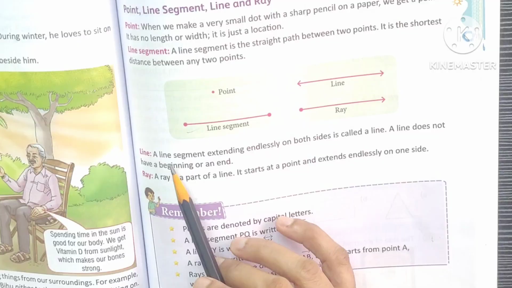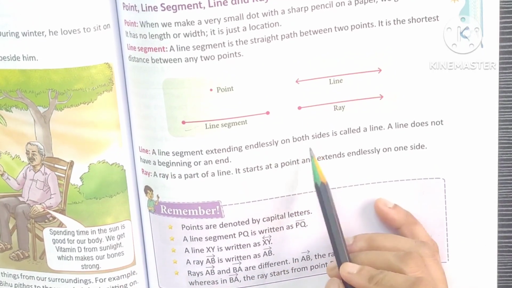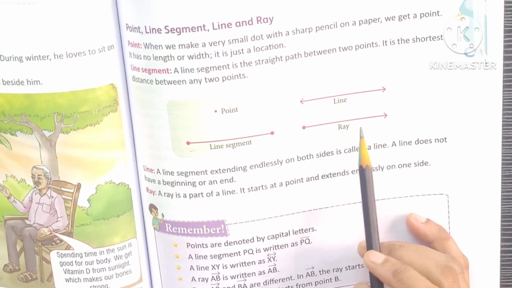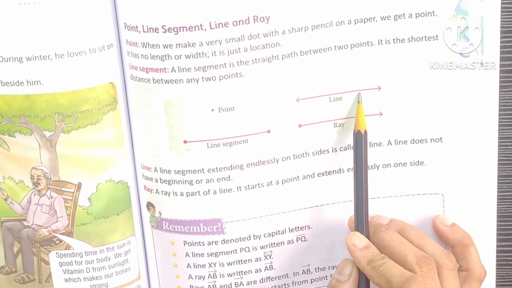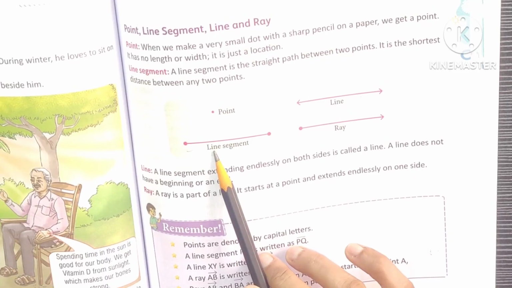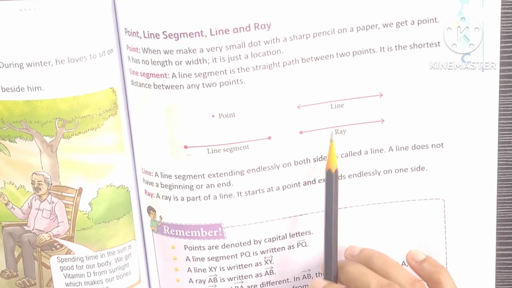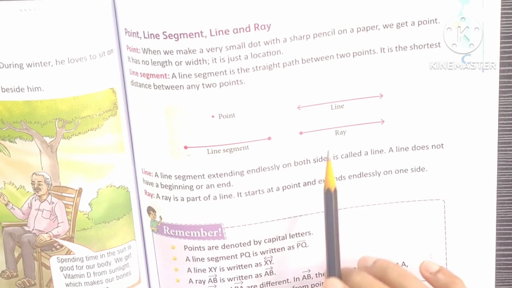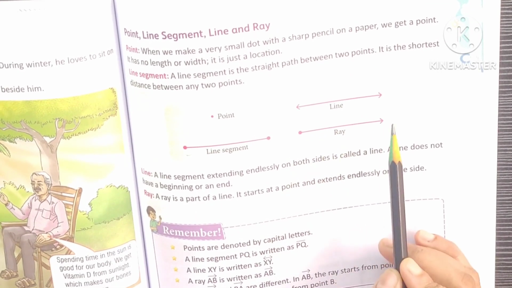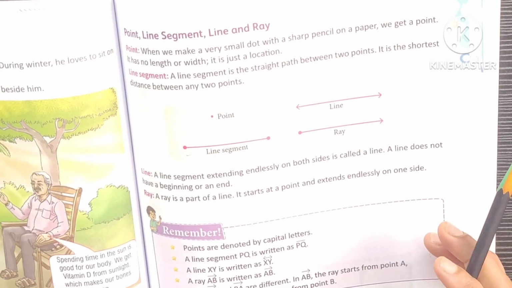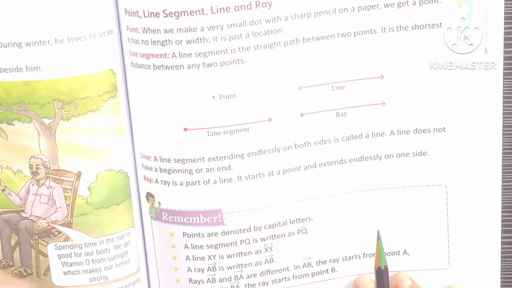And what is a line? A line is a line segment extended endlessly on both sides. So it does not have any beginning or end. This is a line. But a line segment has an end. Okay. It's a short distance. What is a ray? A ray is a part of a line. It starts at a point and extends endlessly on one side. Okay. This is a ray.